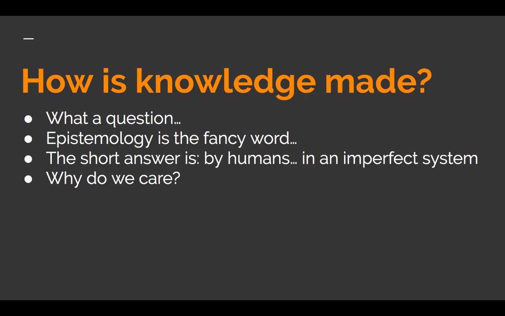And so what I mean by that, knowledge is made by humans in an imperfect system, is that there are an array of influences on how knowledge is made. Some of them are economic, some of them are infrastructural, just based on how the system works, and we'll get into those. But it's just important to know that there are influences on what gets called good knowledge, or what gets published in certain places to bring it notoriety.